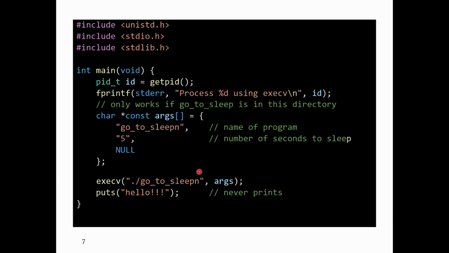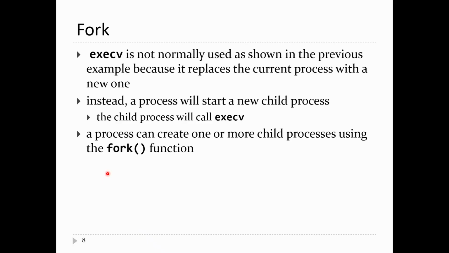So that's the correct way to do it. Now, if you just look at this program, it's very weird. You'd say, well, why on earth would I want to replace the contents of a program with another program? And that's because you normally don't use it this way. So I'll show you how you normally use it. Execv is not normally used the way I just showed you, because it replaces the current process with a new one, and that's kind of weird. Why would I want to write a program that just replaces itself?